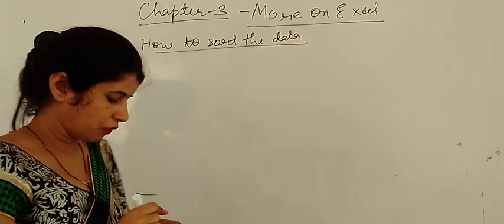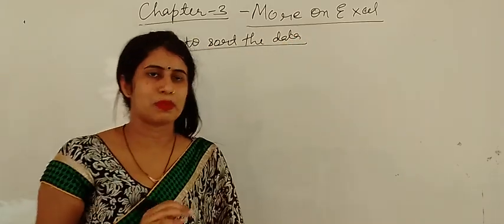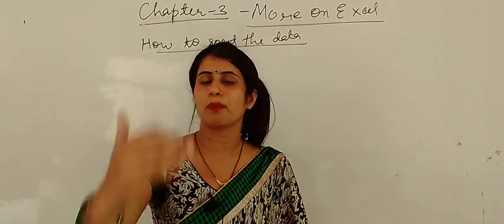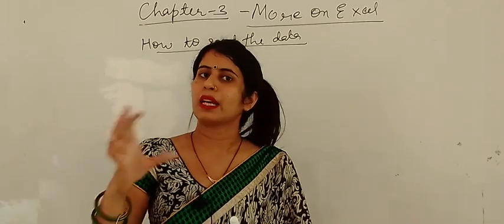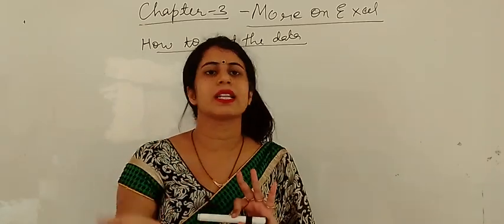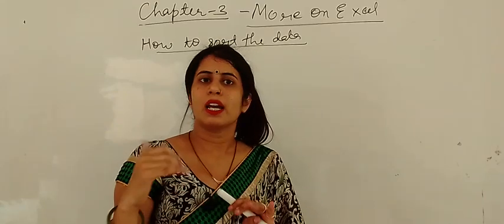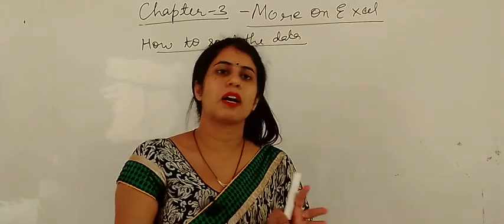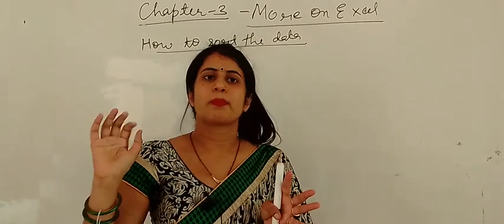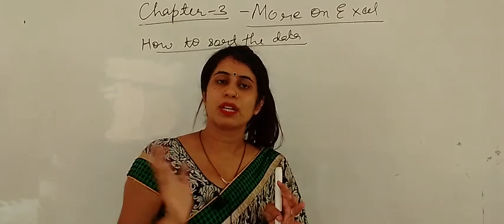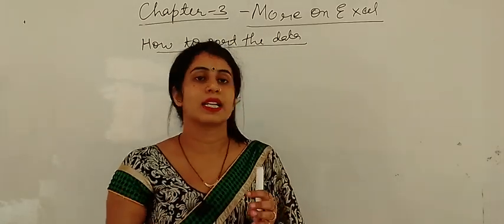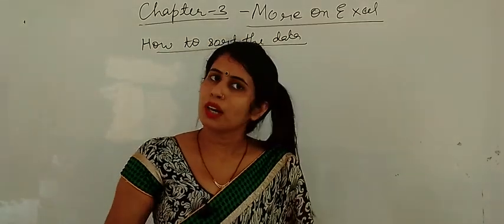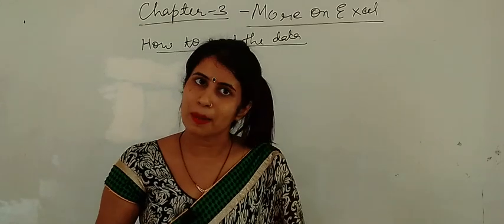To sort any kind of data, we should follow a few steps. And what are these steps? When we are going to apply any kind of feature on any data, at first we have to select that data. Suppose I want to apply a border on a page. At first I have to select that page, then I can apply the border and change the color of the border. So to sort the data, at first we have to select the data.